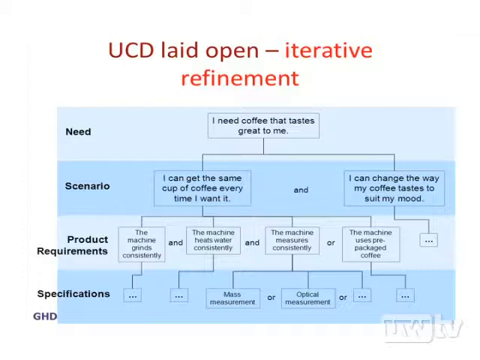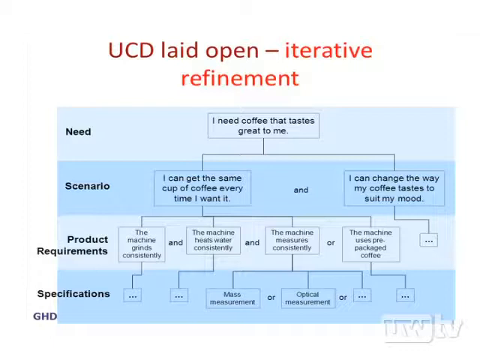If you want coffee that tastes the same every single time, then the product requirements could be, one, the machine needs to grind the coffee beans consistently. Two, the machine needs to heat the water consistently. And three, the machine needs to measure consistently. And that's how you're going to get the same cup of coffee every time. Or, and this is an or, the machine uses pre-packaged coffee.